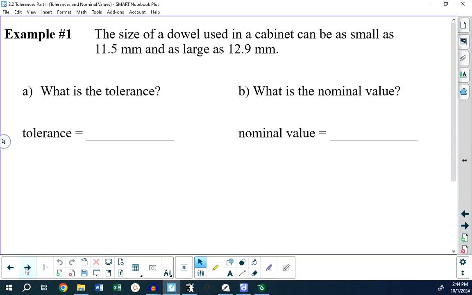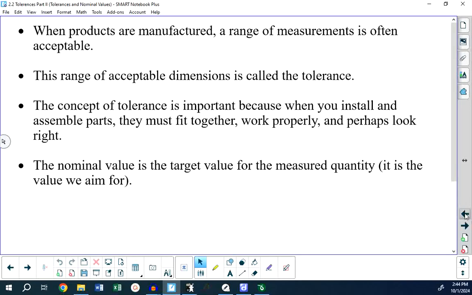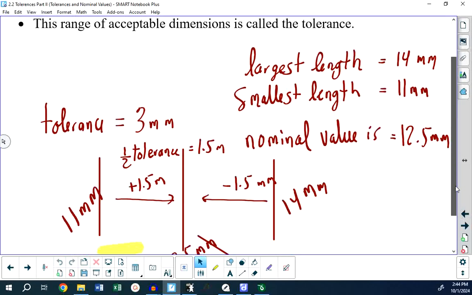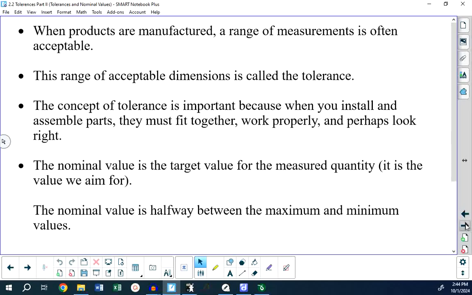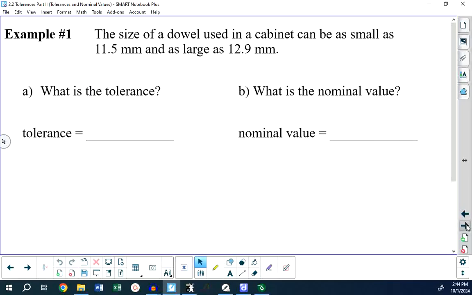Alex, do you know? What did we do to find the tolerance when I gave you this example? The smallest length was 11, the largest was 14. How did we get the tolerance of 3? Exactly, we subtracted. So you're going to take the maximum, which is 12.9, and subtract the minimum, which is 11.5. Okay? So that's how we find the tolerance.